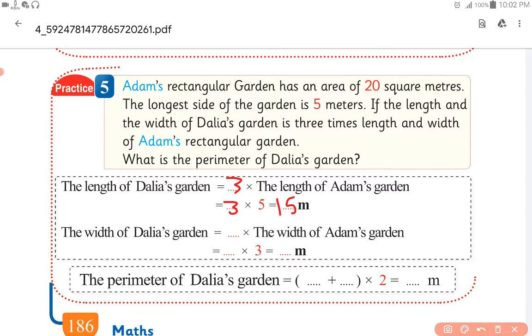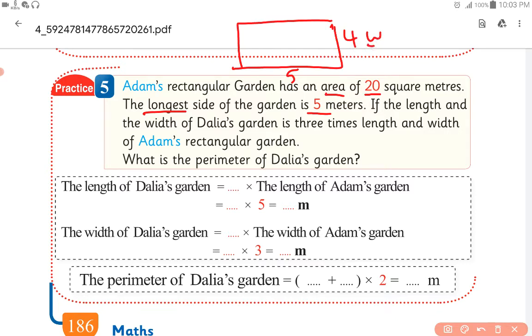بعد كده width of Dahlia garden. هنا في غلط في السؤال ممكن نظبط شوية فيه. السؤال هنا بيقول لي ايه الاول rectangle garden of an area equal 20, the longest side equal 5. كده انا عندي 5 يبقى السايد التاني ده هيكون ايه 4. الويدث هنا هيبقى 4 متر طبعا. وهنا 5 متر. دي بتاعت مين؟ آدم.